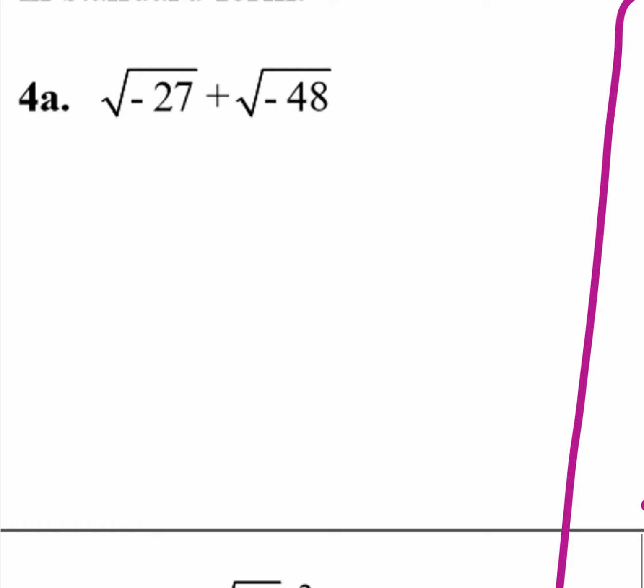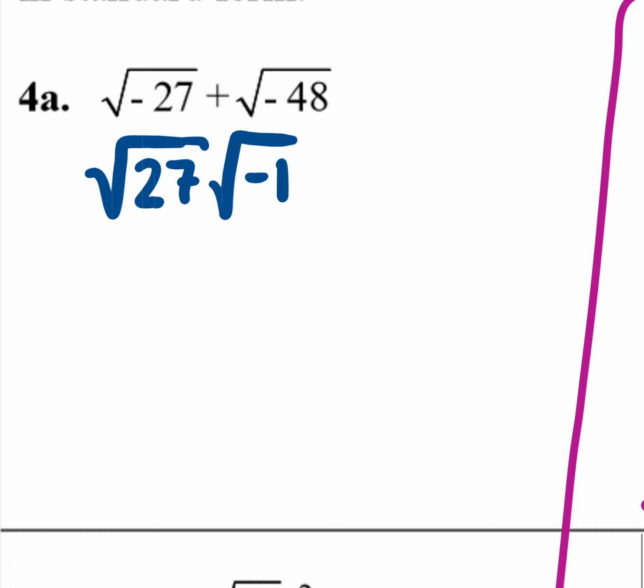So if you remember from algebra, if I have something like the square root of negative 27, I'm free to split it up into two numbers, like negative 27 is equal to 27 times negative 1. And if you find two numbers that multiply to create the number that's inside the root, you're free to just split it up into two different numbers. So I'm going to go ahead and do that. And same thing for this guy, negative 48.